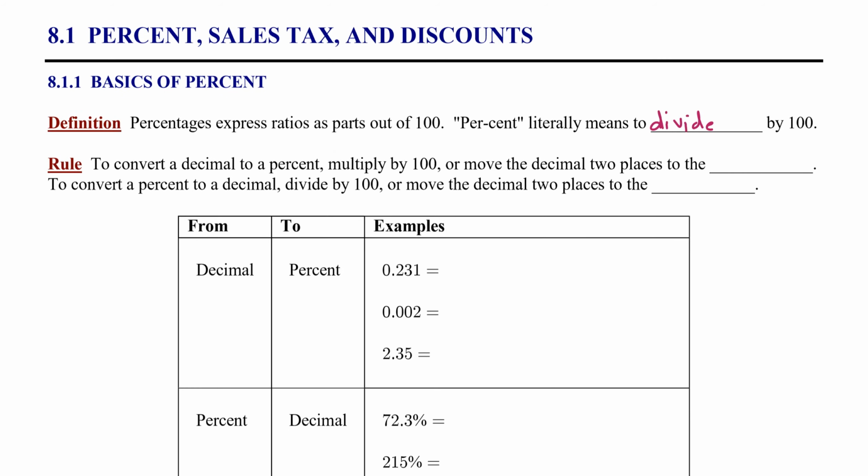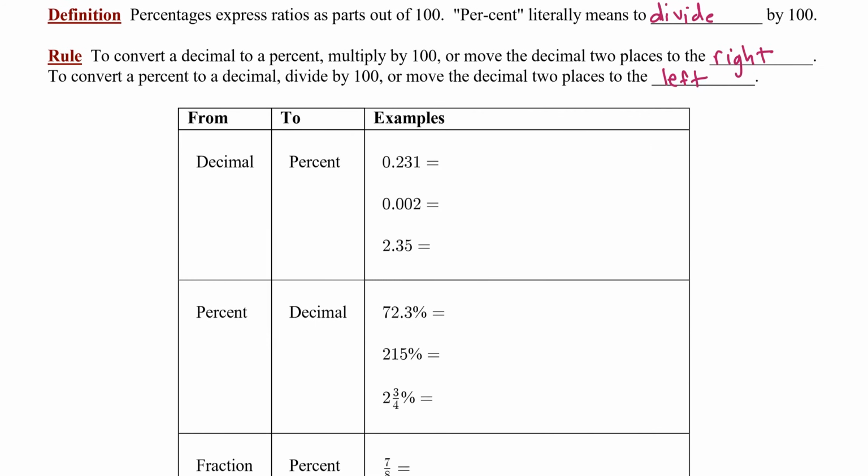Rule: to convert a decimal to a percent, multiply by 100 or move the decimal 2 places to the right. To convert a percent to a decimal, divide by 100, or the shortcut is simply to move the decimal 2 places to the left. Let's try some very simple examples.